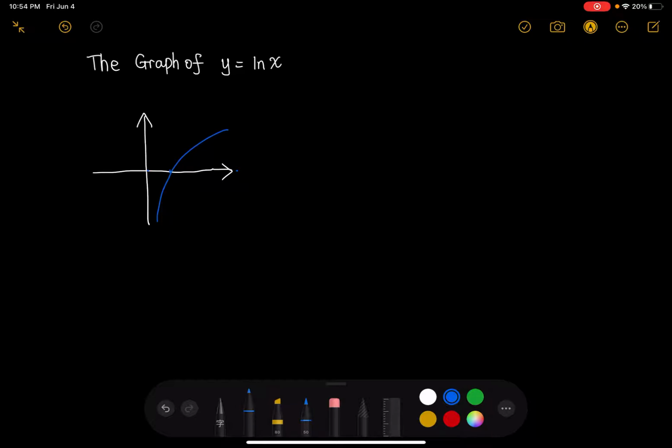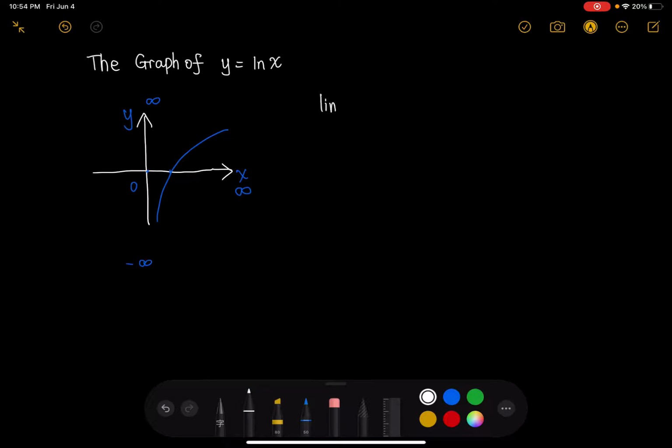Okay, so it's an increasing graph, it is concave down, and as x is near 0, the function value, the y value, approaches negative infinity. And as x approaches infinity, the y value is approaching infinity on the top. So how do we understand this?